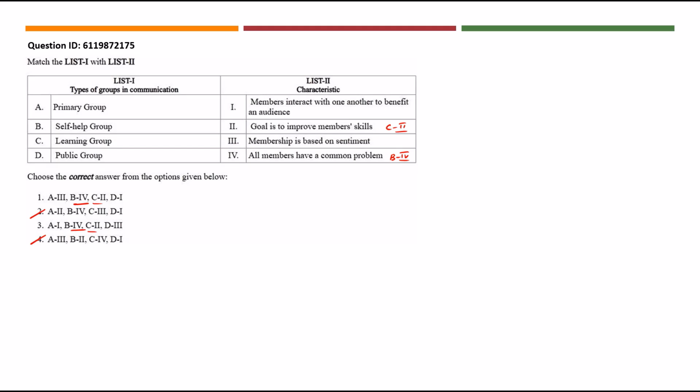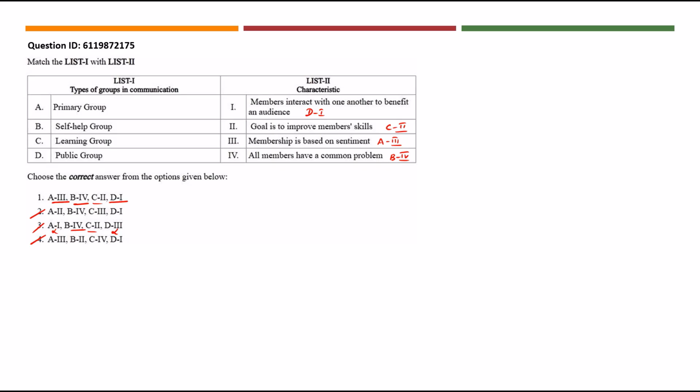Let's take public group. When it is public, we definitely know the key term here will be audience. So using public and audience as a clue, we can map D to 1. And as I said, if you know what is primary group, definitely you will map it to sentiment. But when you don't know what's primary group, the only option that is left here will be sentiment only. So A will be mapping to 3. A3 and D1 is available in option 1 and it is swapped here. So we will even rule out option 3. We will go with option number 1.